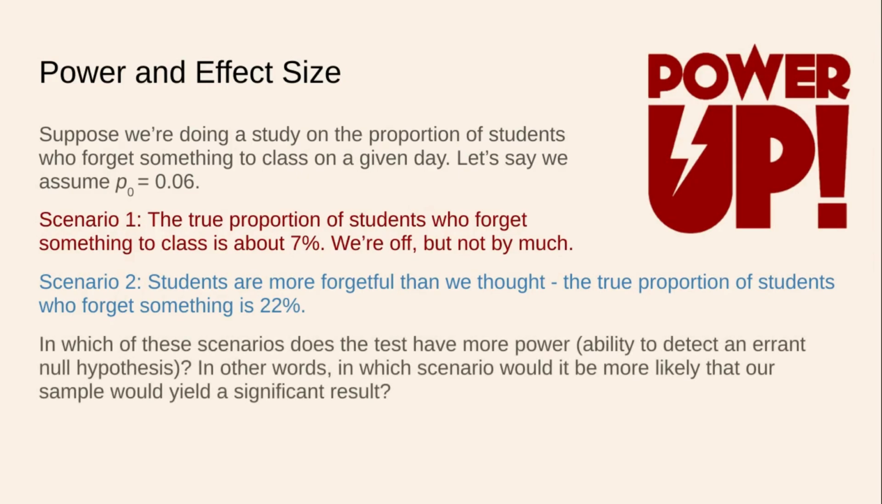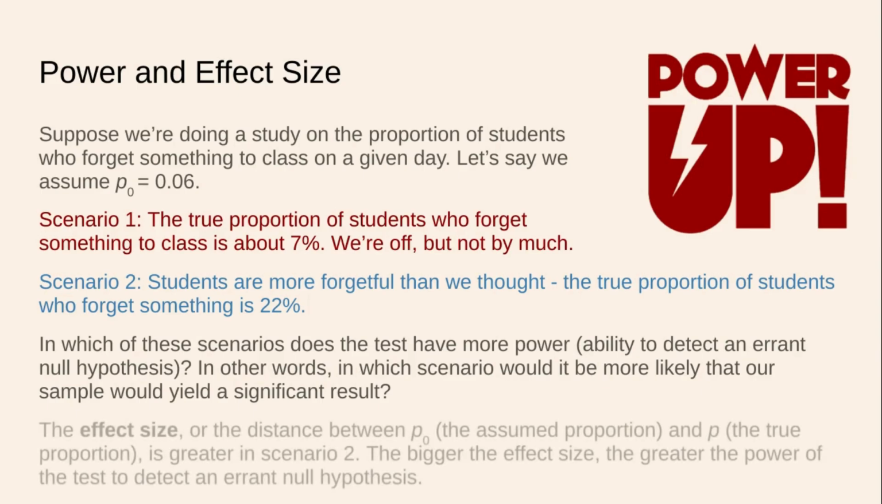In which of these scenarios does the test have more power, that is, ability to detect an errant null hypothesis? In other words, in which scenario would it be more likely that our sample would yield a significant result? Well, you just look at the numbers, it's scenario 2, all right? And notice the distance between 7% and 6% in scenario 1 and 22% and 6% in scenario 2. You should be thinking of the term effect size.